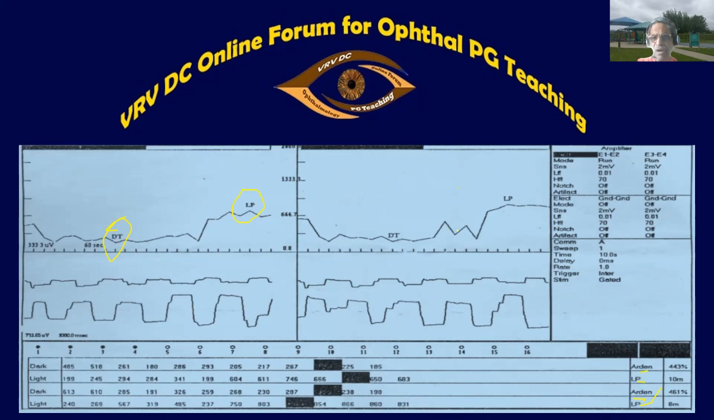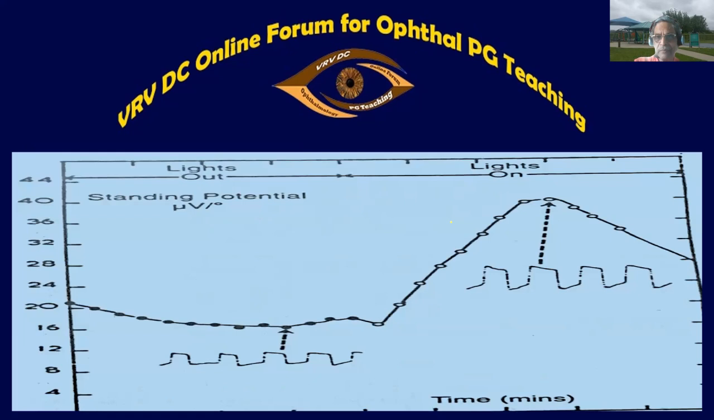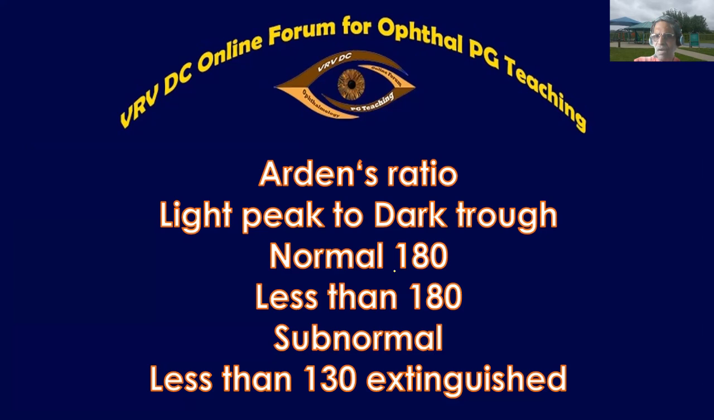This is what EOG shows. The best investigation for Best disease is EOG. Never forget that. Normal, I told you, is 180 and above. Less than 165 is subnormal. Less than 130 is extinguished.